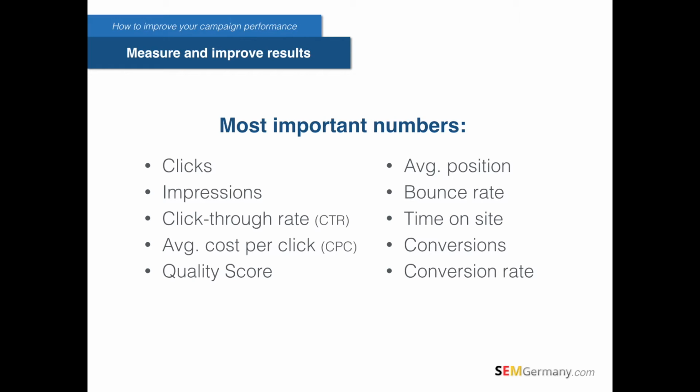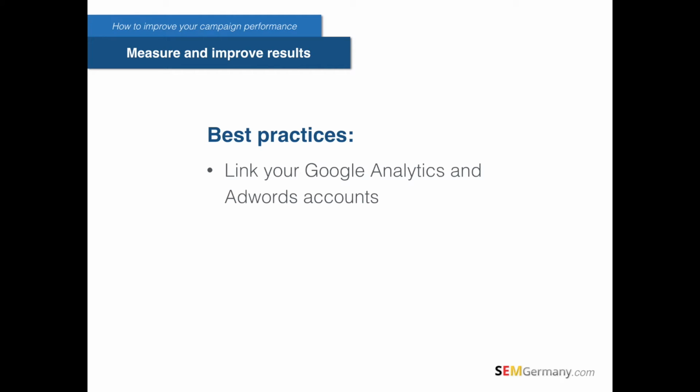So where do you find these numbers? Some of them you will find directly in the Google AdWords backend. For some other metrics, you need to set up a tracking tool such as Google Analytics or another third-party tracking tool. I usually recommend Google Analytics because it's free and you can easily link both accounts to one another, so you can analyze your Google AdWords data directly in Analytics.